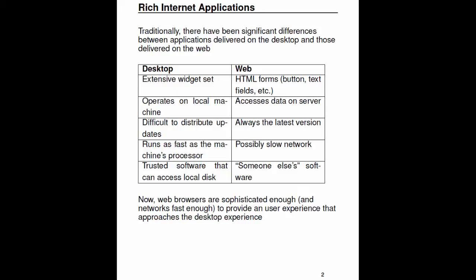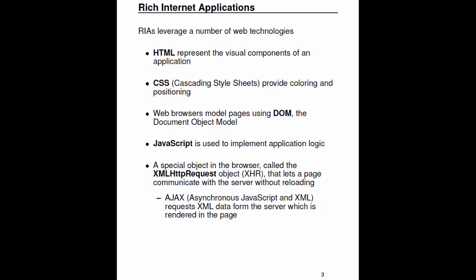Desktop software is something that you installed locally on your machine. Users had a lot of trust that it was okay and would do the right thing. Web-deployed software, on the other hand, always seems like somebody else's, and so people weren't necessarily as comfortable having it do things like access files on their local machine. However, now we have web browsers that are sophisticated enough and networks that are fast enough so that we can provide a user experience over the web that really approaches that of the desktop experience.